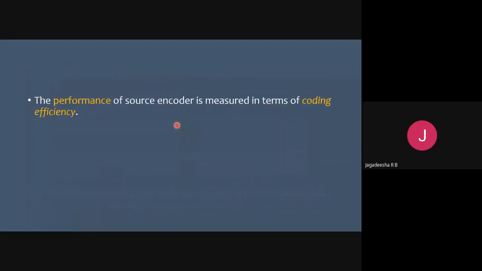Here are a few more details regarding source encoding. The first is the performance of the source encoder, or whichever algorithm runs in the source encoder. Its performance is measured in terms of coding efficiency. Anything we perform, we measure with the help of efficiency, right? How efficient it is in meeting the objective. That is called the coding efficiency. There is an equation to find the coding efficiency. At the end of today's lecture, we will work out an example that shows how to find the coding efficiency.